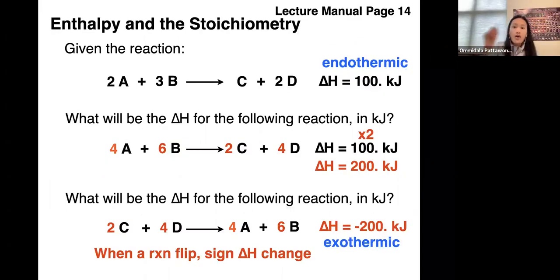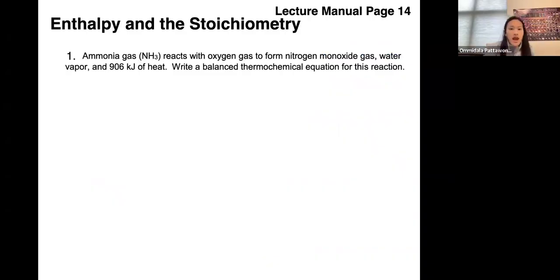Okay, so if the forward is endothermic, the reverse process would be exothermic. Okay. Now I'm going to type this. I'm going to use this enthalpy concept and tie it back with the stoichiometry and why it's important.